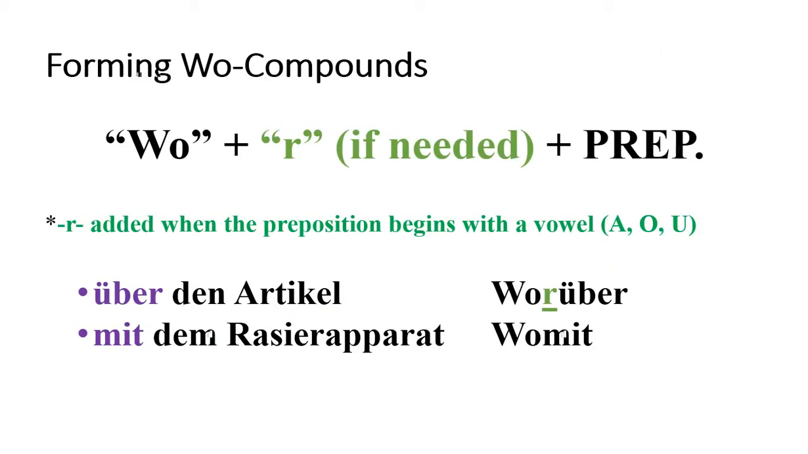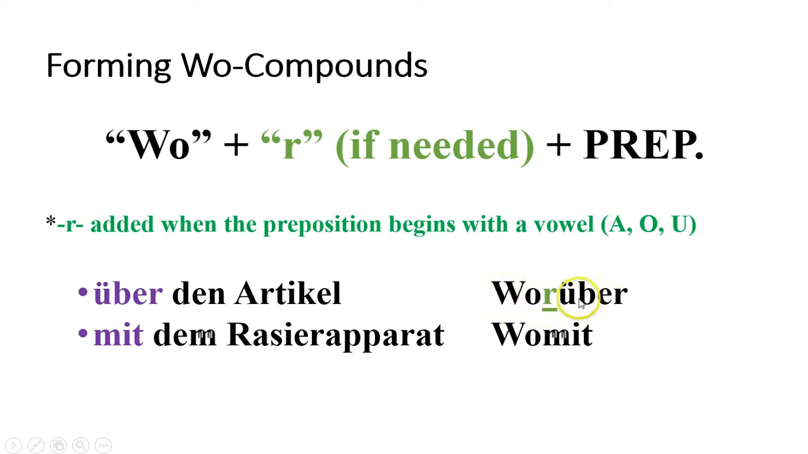So this is sort of the formula, if you will. It should look very similar to the da compounds. We use wo, we use the preposition, we squish those together, unless we need a buffer R. Now this is what's really important. This R is added only if this preposition begins with a vowel, A, O, or U. So if we look at this example, über den Artikel, über begins with a U. Whether or not it has an umlaut doesn't matter. Because this begins with a vowel, we need a buffer R.